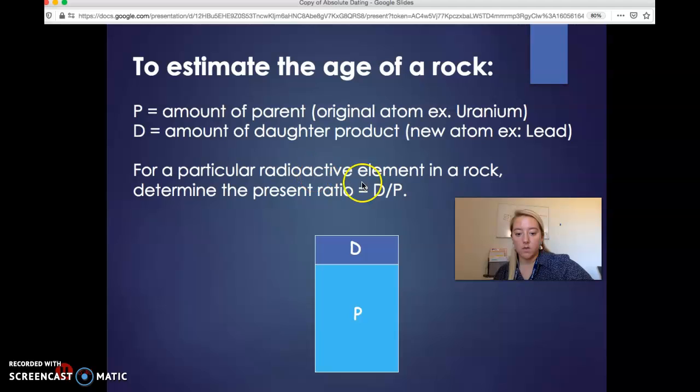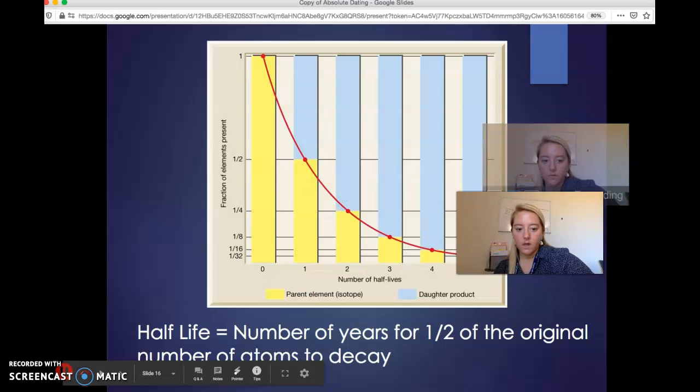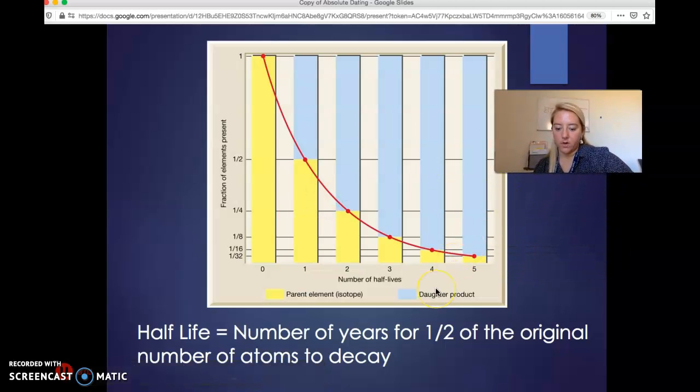For a particular radioactive element in a rock, you want to determine the present ratio. So we want to know how much of the daughter over how much of the parent. That's going to give us a general idea of how old the rock is based on the half-life. Half-life, a definition for you, is the number of years for half of the original number of atoms to decay.